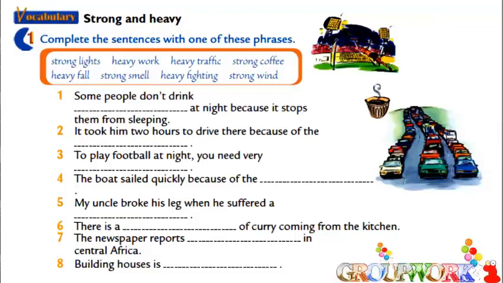I cannot say heavy lights. You can say strong light. I cannot say heavy smell. You have to say strong smell. I cannot say strong traffic. You should say heavy traffic, and so on. Okay, take your time. I'll be back in a minute.